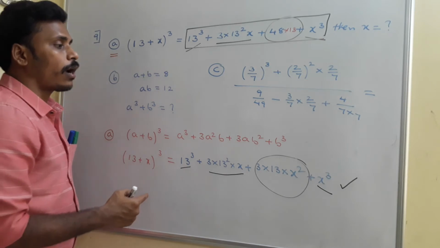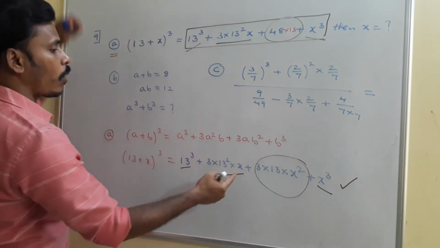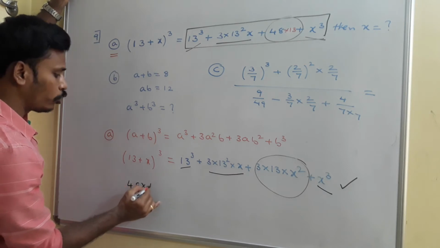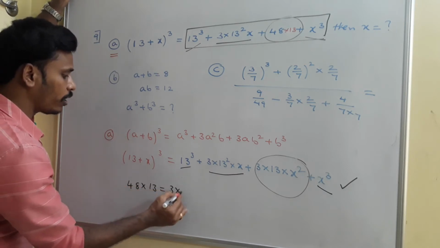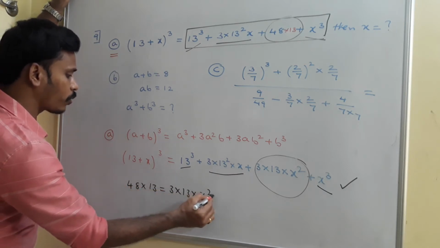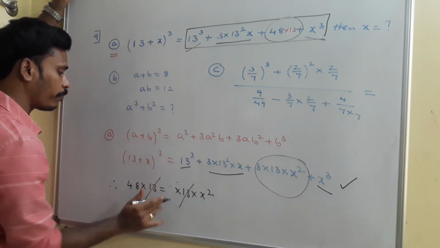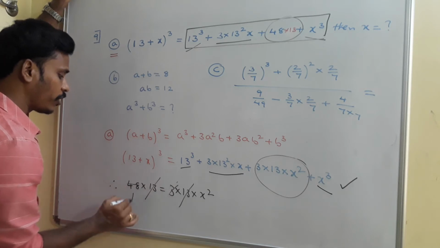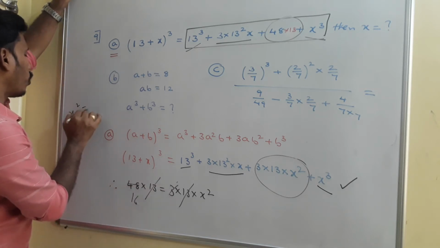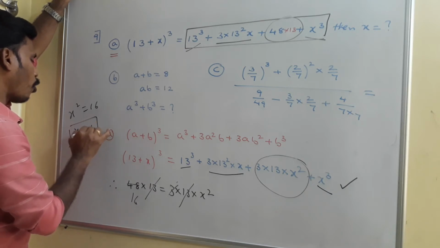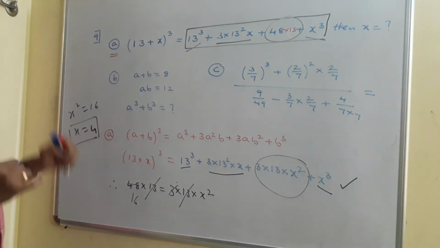So if you do it, we will get it like that. I equalize these two: 48 into 13 is equal to 3 into 13 into x square at the end. 13 and 13 get cancelled, and then 3 into 16, so x square is equal to 16 and x is equal to 4. Your answer for this problem is 4. So just have a look.